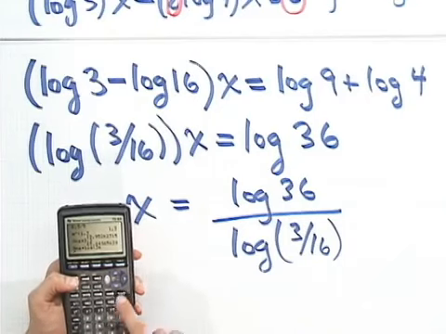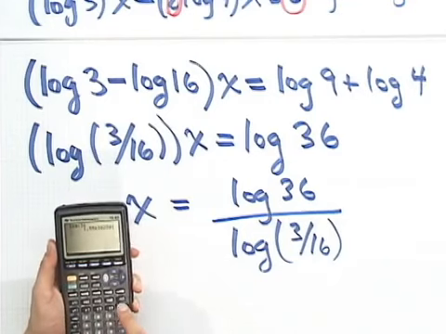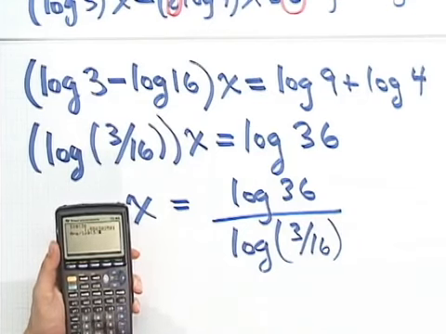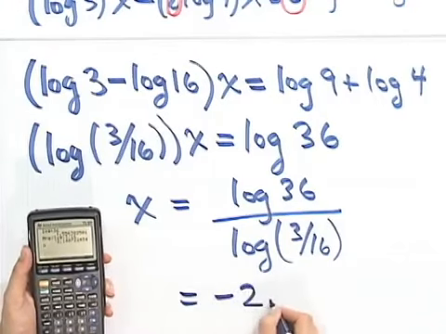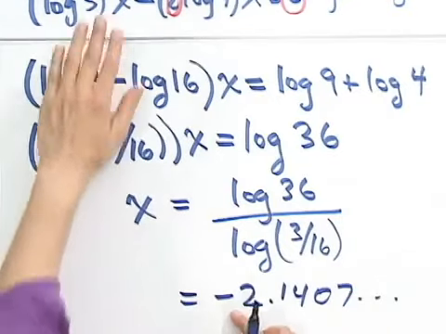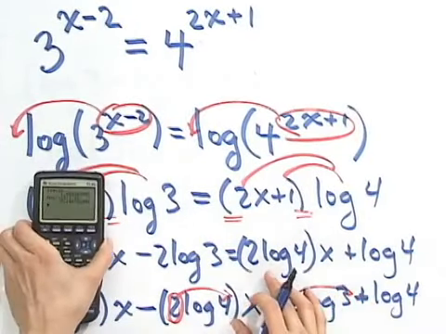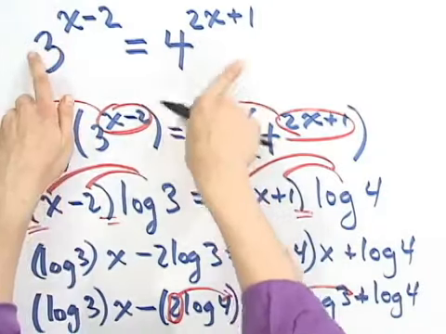Let's see, mechanical difficulty. Here we go. Log of 36 divided by log of 3 divided by 16 equals minus 2.1407 stuff. So basically, the x that works here and satisfies this is equal to minus 2.1407 stuff. You can see it's sort of a weird answer, but that's the exact answer to make these all equal. OK, wow, that took a long time, didn't it? Whew, a lot of work, but not that hard, just a lot of work.